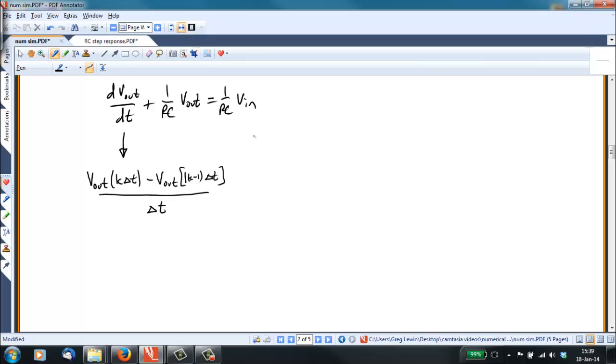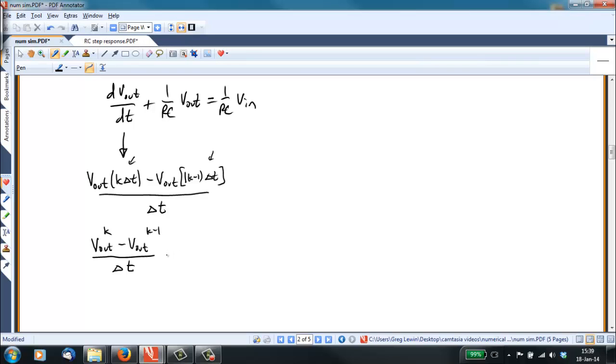Now, we don't need to carry the delta t around in the expression here and here. It's kind of implied. So what we normally do is we write this as v out at time step k minus v out at k minus 1, over delta t. These are not exponents. We're not taking this to the power of k or the power of k minus 1. These are just labels at points in time: k minus 1, k plus 1, k plus 2, etc.